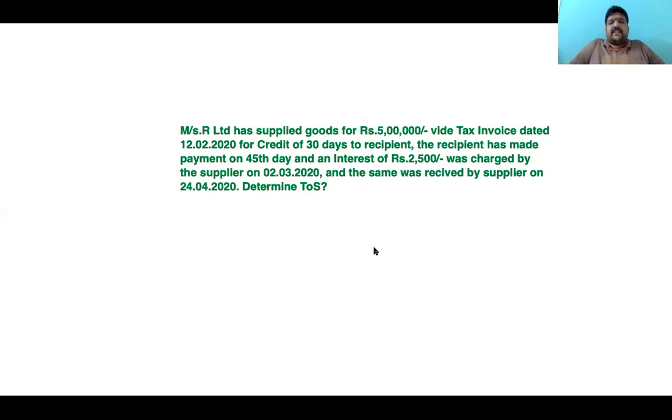A credit sale has happened. For the credit sale, the other party has to pay within the time. They have not made it within the time. So they have made it beyond the time, so interest is getting charged. What is going to be your time of supply? A very simple question.